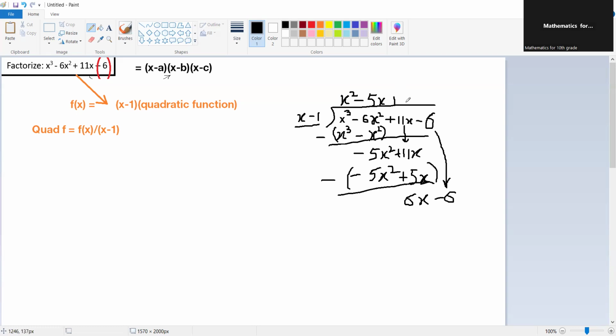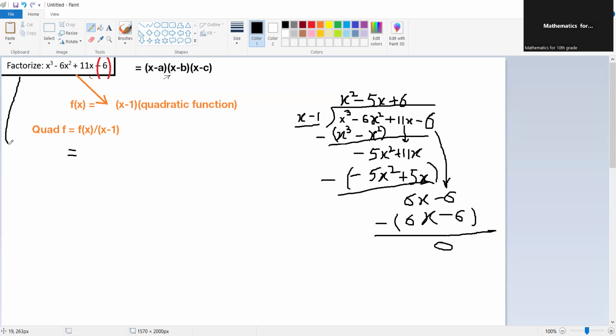So plus 6. When we multiply x minus 1 with 6, we get 6x minus 6. And when we subtract this bottom term from the 6x minus 6, we get 0, because both are the same. So this is equal to f of x.